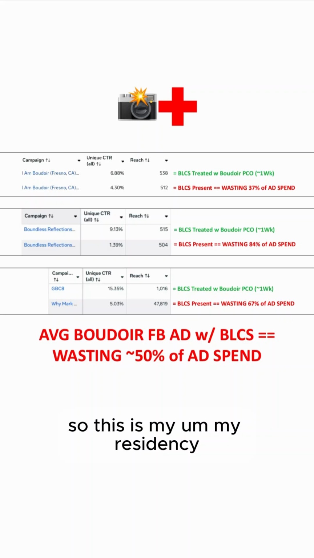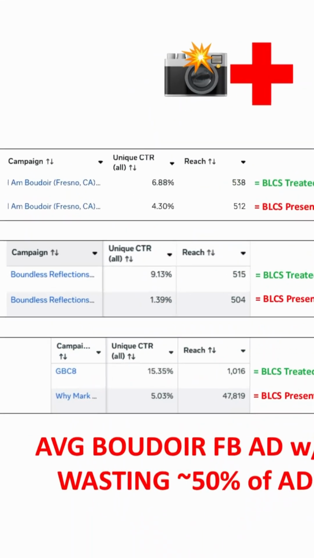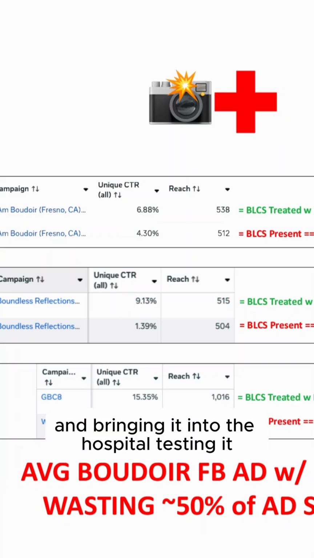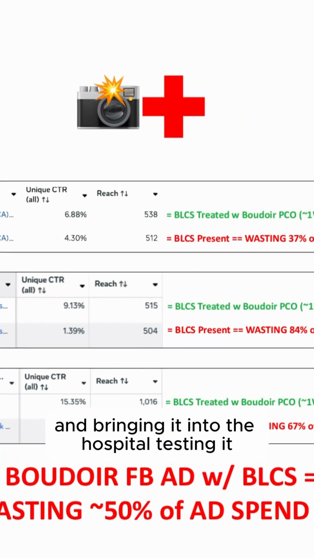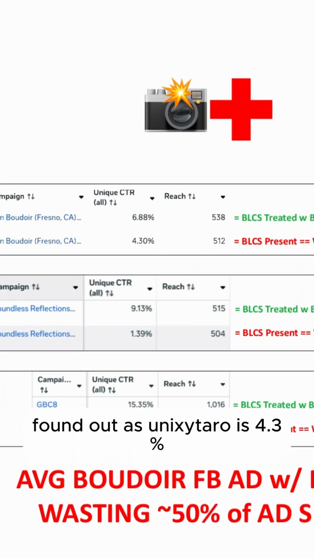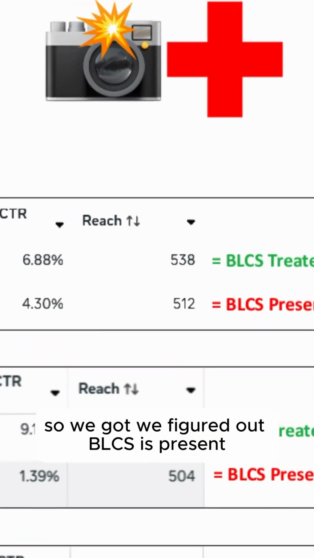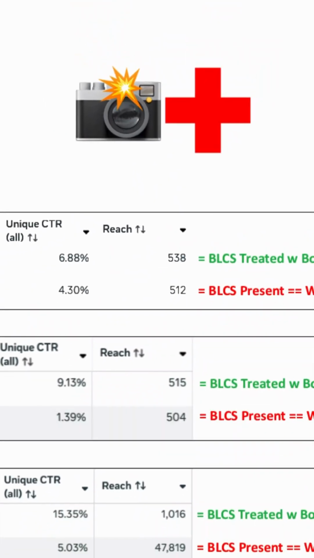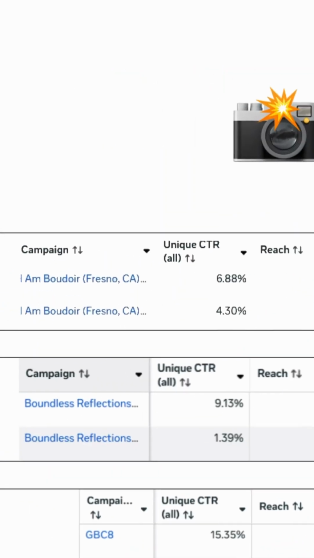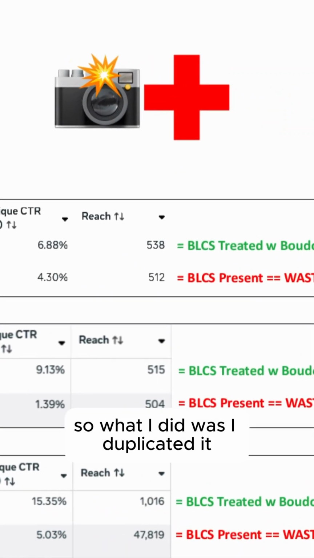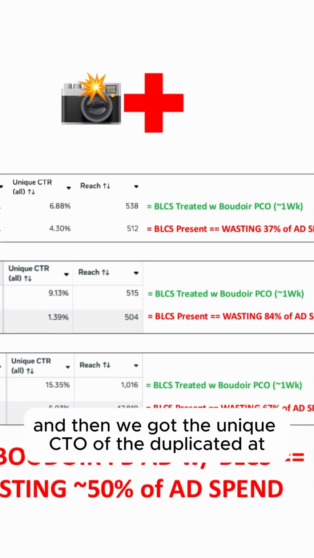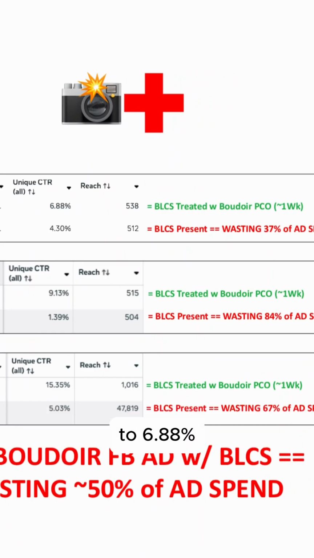So this is my residency, my history with that. First part of residency, finding a Boudoir Facebook ad out there and bringing it into the hospital, testing it. The first one, we brought it in and found out its unique CTR was 4.3%. So we figured out BLCS is present because its unique CTR is under 6%. So what I did was I duplicated it, treated it with Boudoir Pico, takes about a week, and then we got the unique CTR of the duplicated ad to 6.88%.